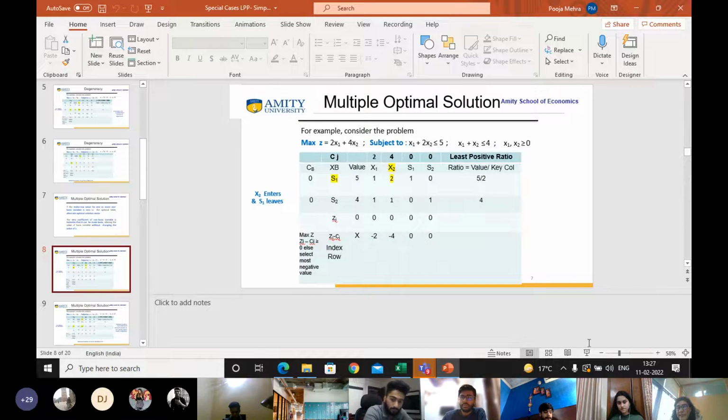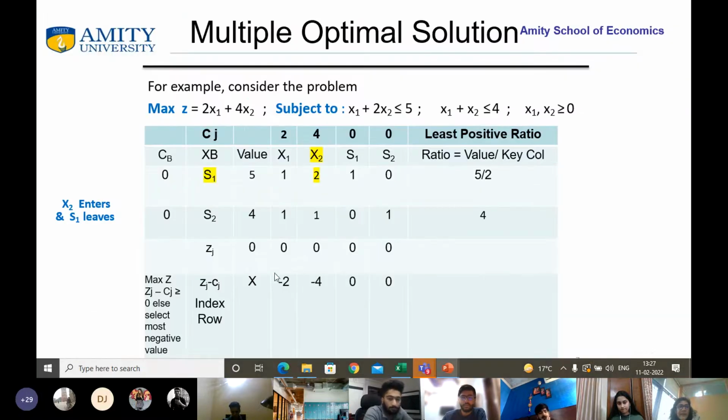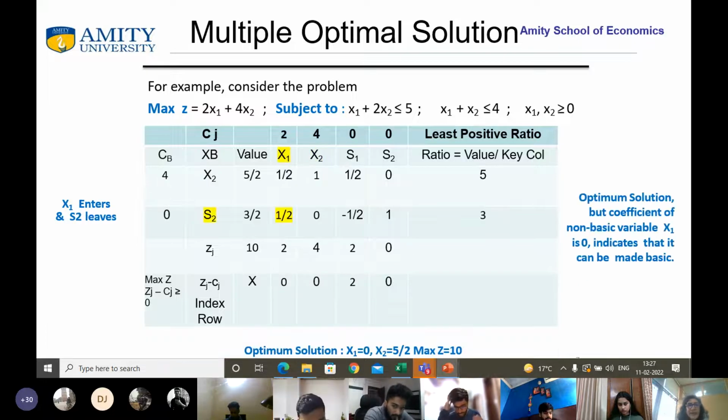For instance, can you see this? Right? So this is a maximization problem, and for this problem we got the optimal solution here because all Cj minus Zj is less than or equal to 0. Now these are the two variables, S1 and S2, right? Sorry, here.